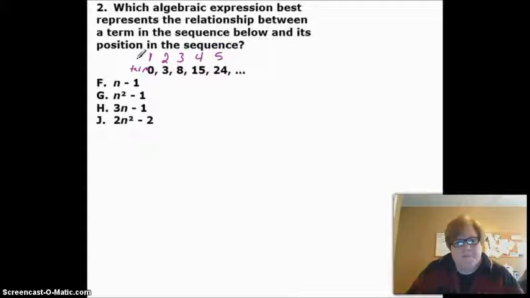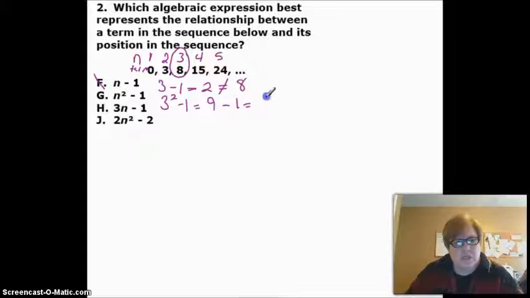So n is representing its position in the sequence, and then the term is the value we're getting out. So we again have a table of values, and I would probably select the middle term and see if it works in any of these problems. So 3 minus 1 is 2, which is not equal to 8. So that's not it. Okay, so this would be 3 squared minus 1, which is 9 minus 1, which is 8. So that one works.